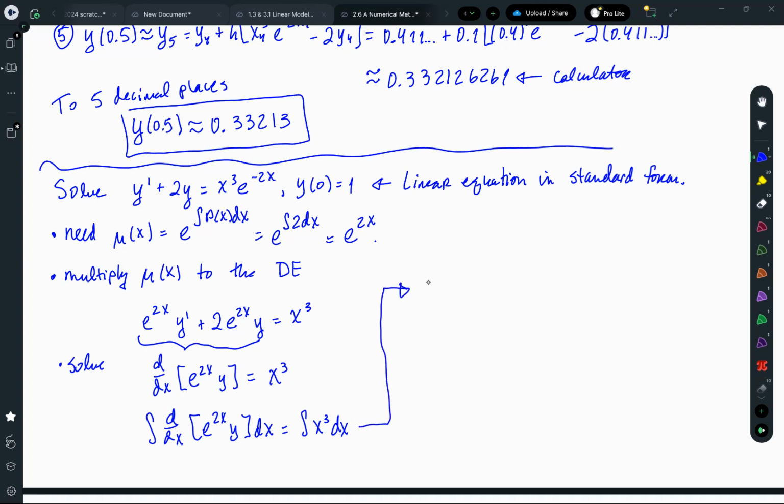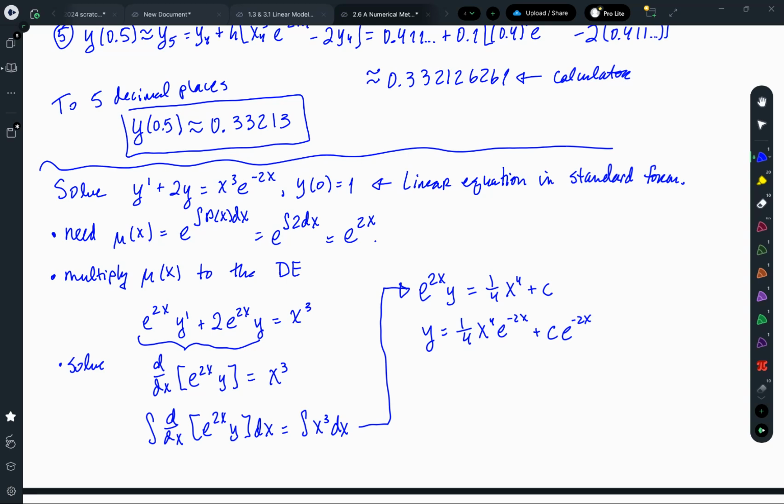On the left-hand side, the integral and the derivative undo each other and just leave behind the argument e to the 2x y. On the right-hand side, the antiderivative is 1/4 x to the 4th plus c. Finally, we solve for y. y is equal to 1/4 x to the fourth e to the minus 2x plus c e to the minus 2x, where I've divided by e to the 2x and simultaneously rewritten it so that it's not in the denominator by giving it a negative exponent.